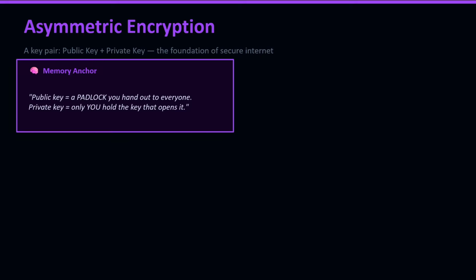This is the core concept. Asymmetric encryption uses a mathematically linked key pair. What one key encrypts, only the other key can decrypt. You can freely share your public key, but you guard your private key with your life.